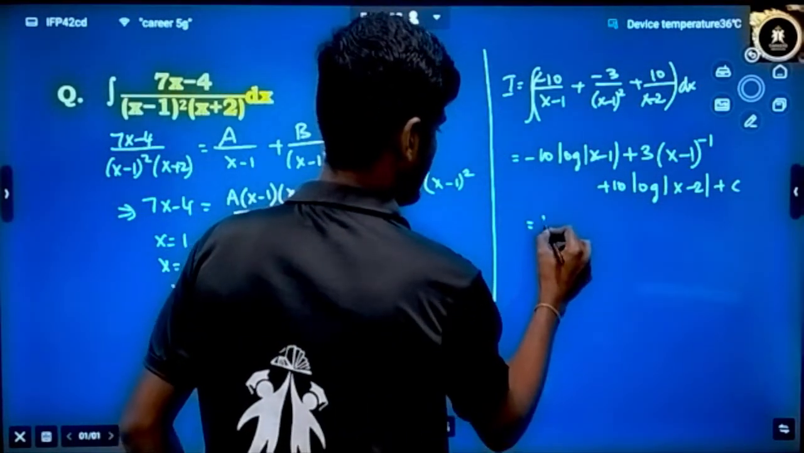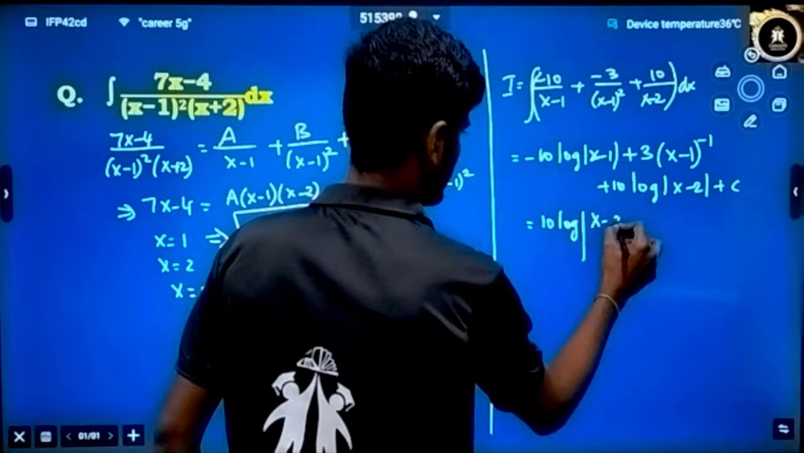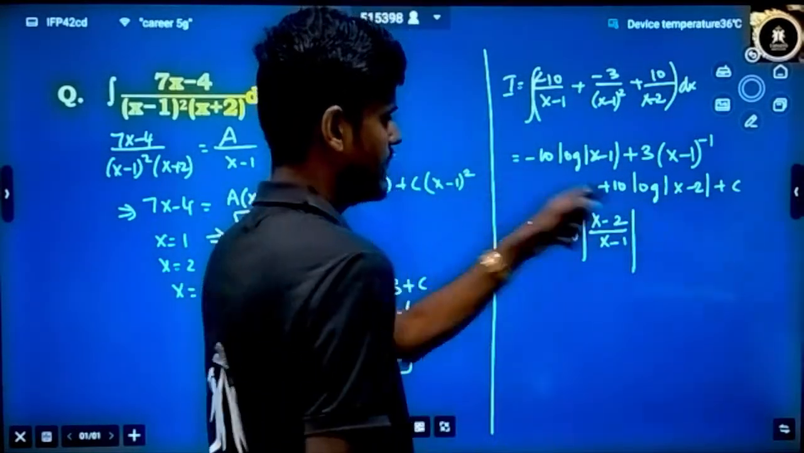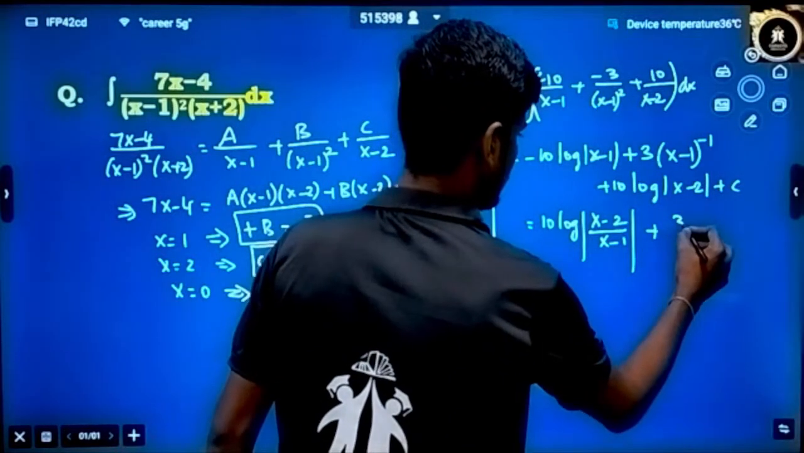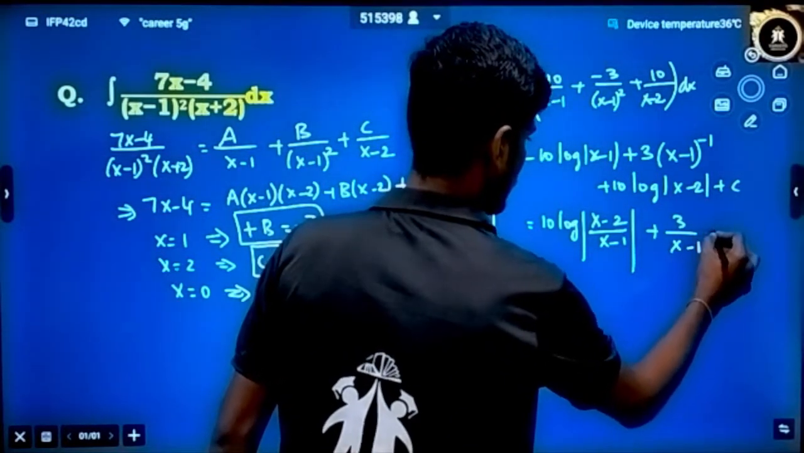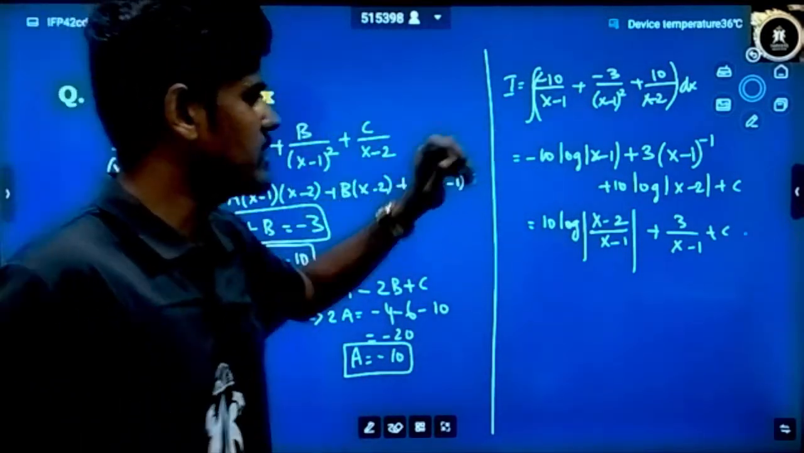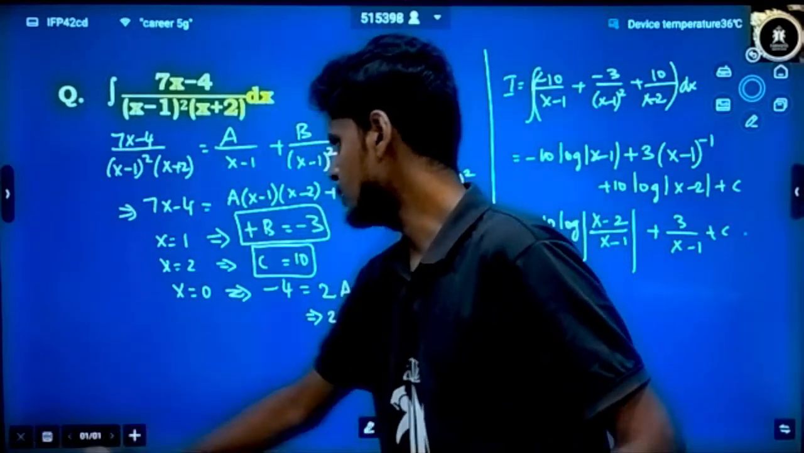So what we get finally is 10 times log of modulus x minus 2 by x minus 1, as this is plus minus log a minus log b is log a by b, plus 3 by x minus 1 plus c. This is the final answer. I hope this is clear, students, how to solve this type of problems. Now we'll see the solution.